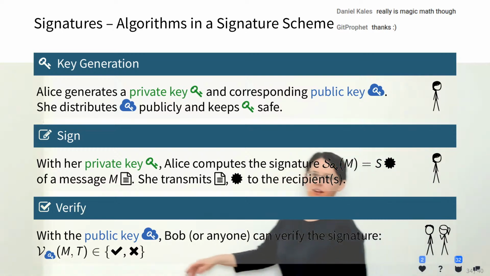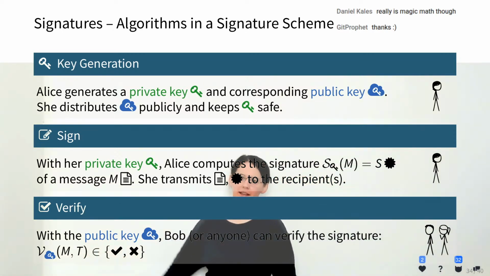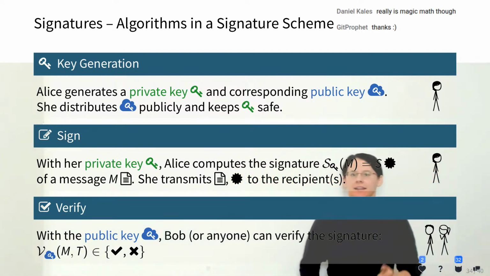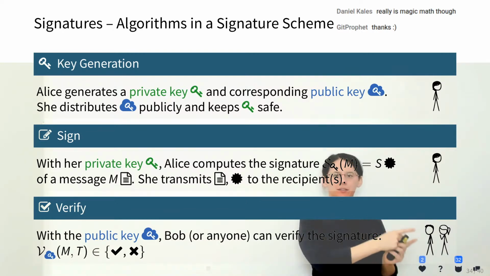I just see that there's a typo here, so the signature is called signature and not tag, so this should be an S. I'll fix it in the uploaded slides. And again, Alice is the one who adds the signature, and everybody who has the public key can verify the signature.